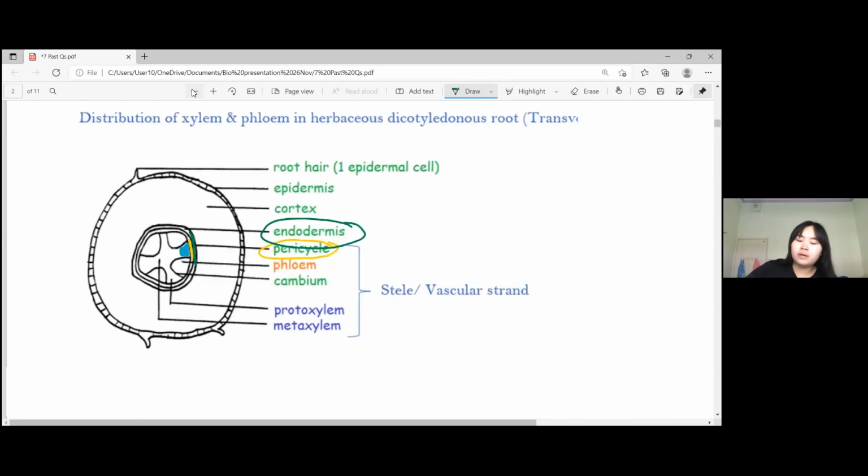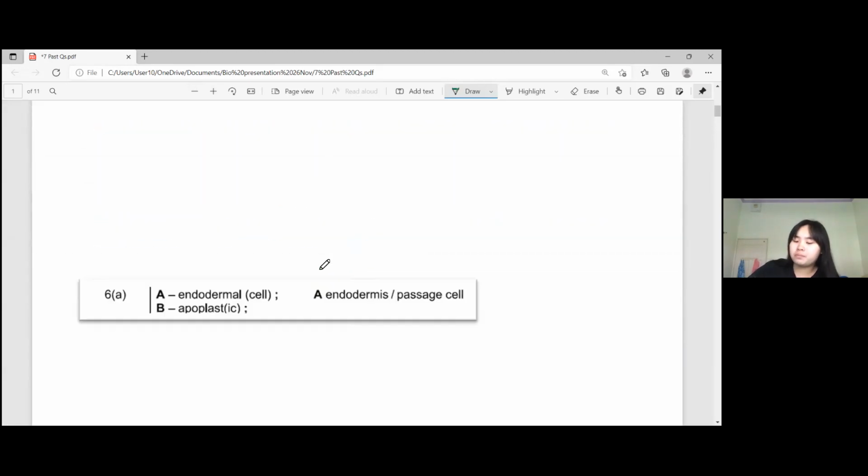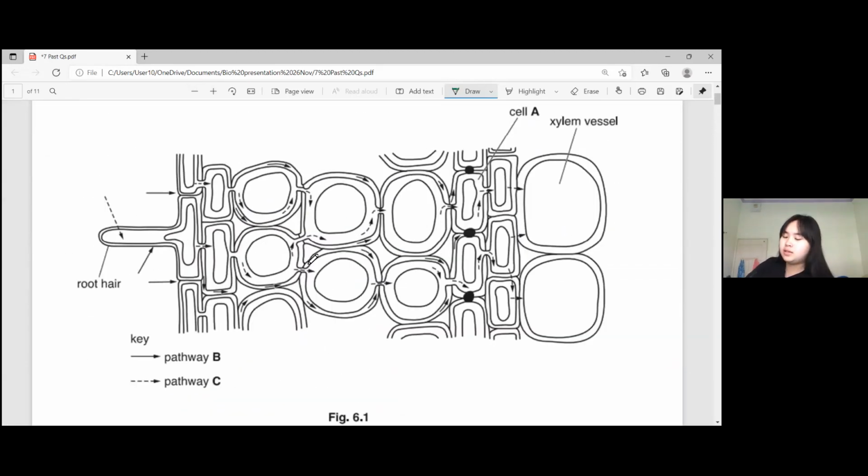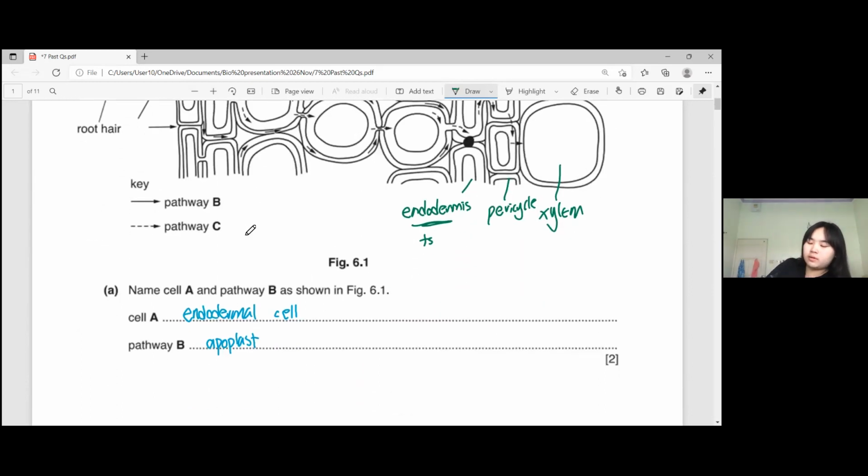So we go back to the diagram. We can see here, this part is the xylem. And outside the xylem, there's a layer of pericycle. And outside the pericycle, there's endodermis. And one thing to take note is that endodermis is the name for the tissue. And for the question, it asks for the cell, so the cell is called the endodermal cell.